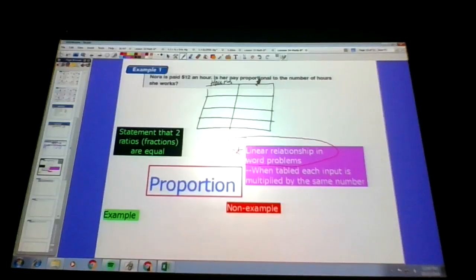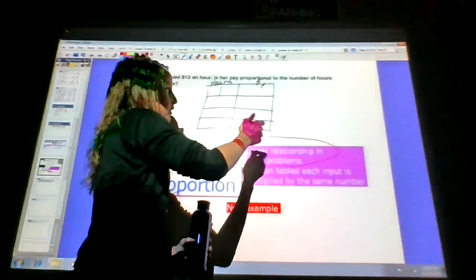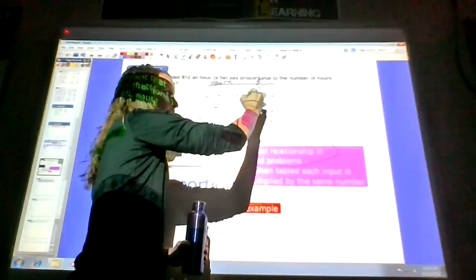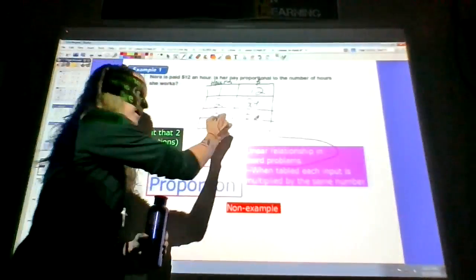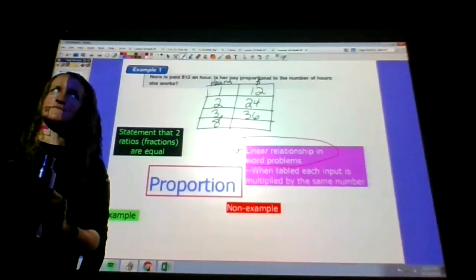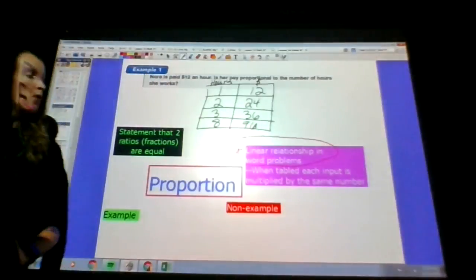So we're making a table to see if it's a linear relationship. Now, what would probably make the most sense for hours to start with? Just start easy. One. Okay. How much money is Nora going to make after 1 hour? 12. Very good. What about 2? 24. What about 3? 36. Now, what about if she works a full day? That would be 96. Good.